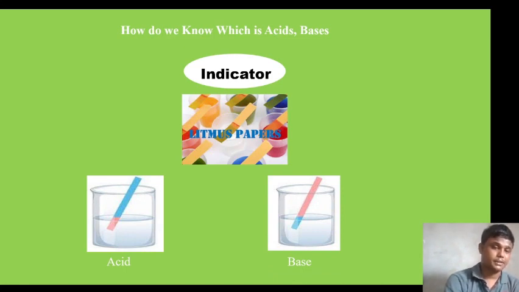So if there is a solution and we don't know whether it is acid or base, we can use litmus paper. If we dip blue litmus paper and it turns red, then it is an acid. If we dip red litmus paper and it turns blue, then it is a base. So by the color change of the litmus paper, we know which is acid and which is base.